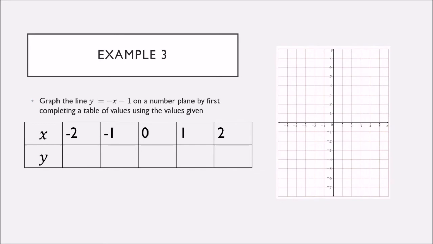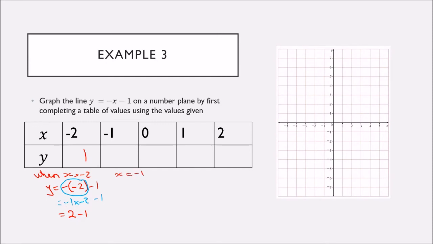Okay, so looking at example 3, we've got to graph the line y equals minus x minus 1. So when x equals -2, we're going to have y equals minus -2 minus 1. So what we're looking at here is this -2. That is like saying we've got -1 times -2 minus 1. So when we've got a negative and a negative, that's going to become a positive 2 minus 1. So we're going to end up with 1 here.